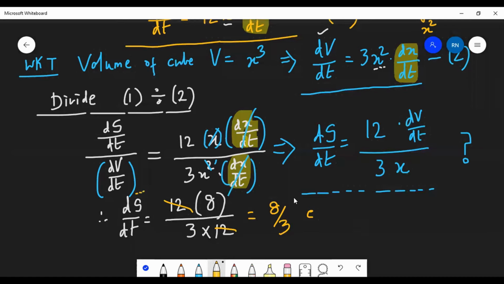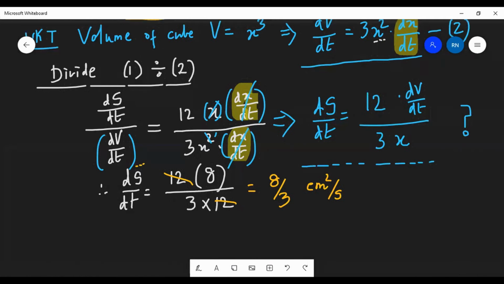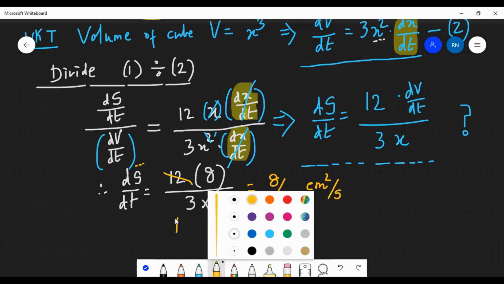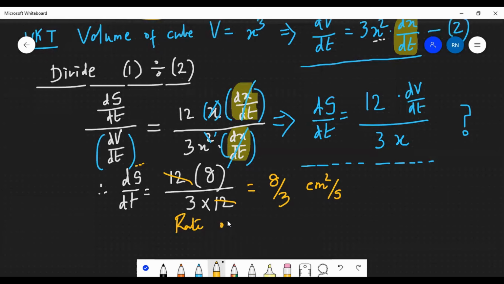Numerator surface area, area, so centimeter square with respect to time. So remember that, and finally write in words what is that form. It is rate of increase in surface area.